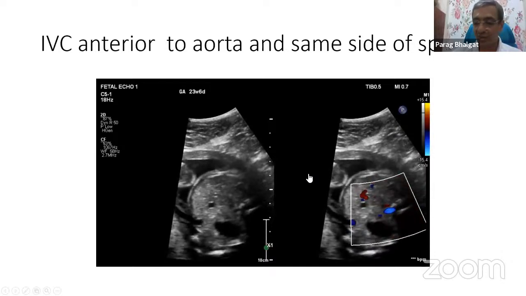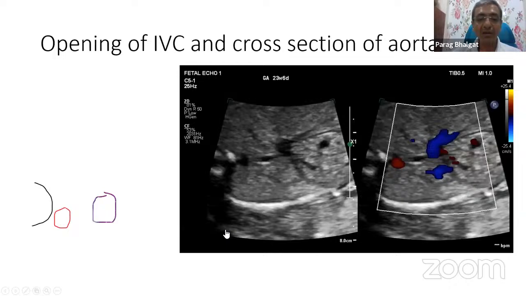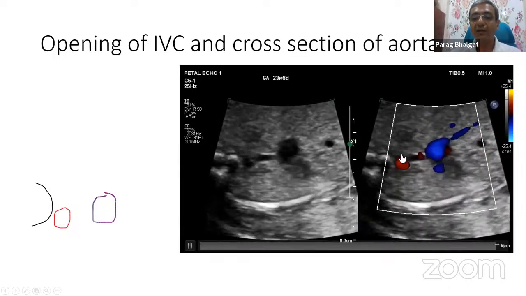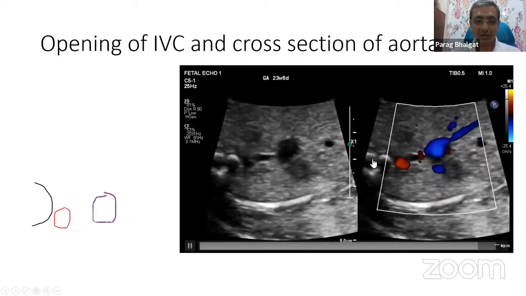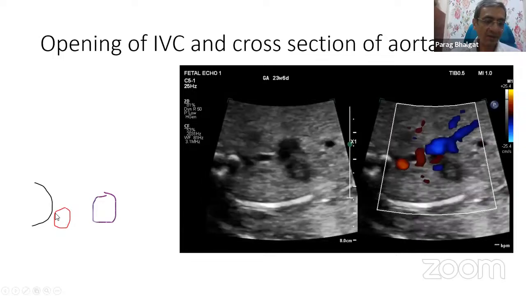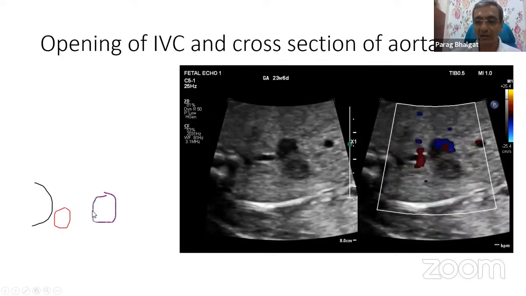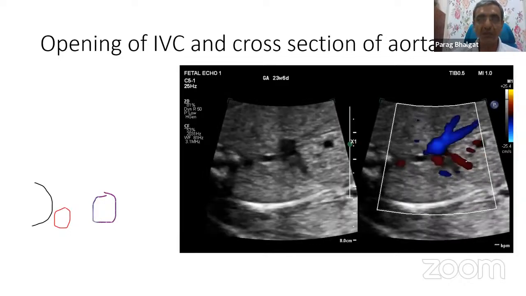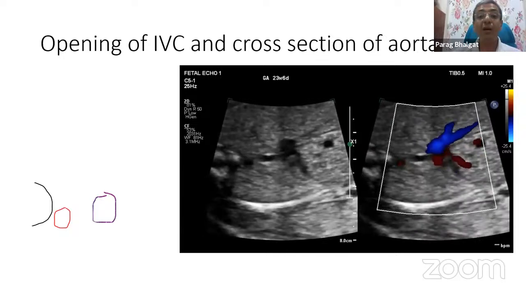I'll show you why I'm saying it's isomerism. The stomach bubble is here, this is the aorta, and the IVC is anterior to the aorta, and this is the spine. I've just drawn it here: this is the spine, this is the aorta, and this is the IVC. That relationship is very typical of isomerism.